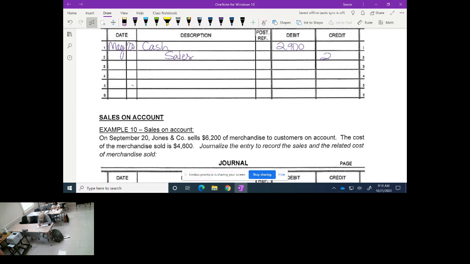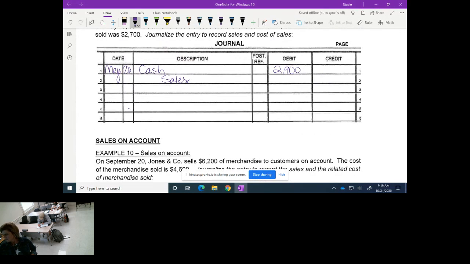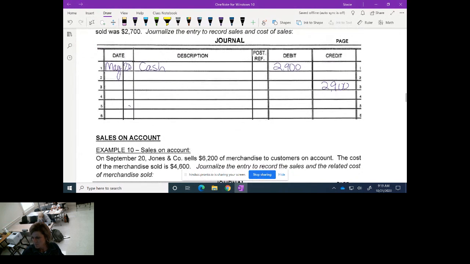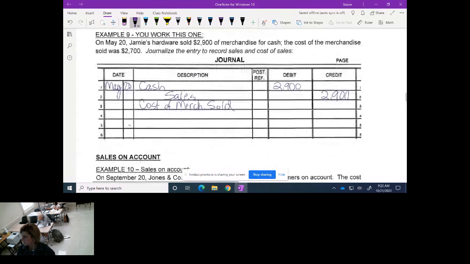And one thing you could do too, if you're wanting to keep it consistent with the way Cengage does it, you could drop down a line and do your first credit here, so that you have all your debits and credits together. But that's up to you. I just like to keep everything this way. Do it your way. It doesn't matter. As long as you get the same answer, it's fine. Okay, and the cost was $2,700.